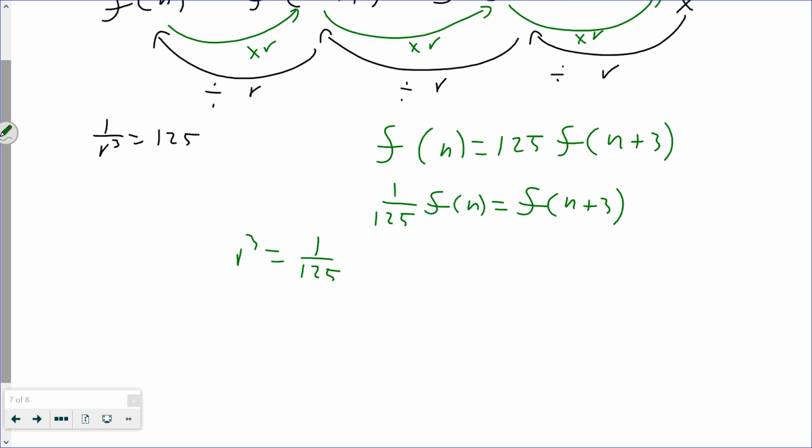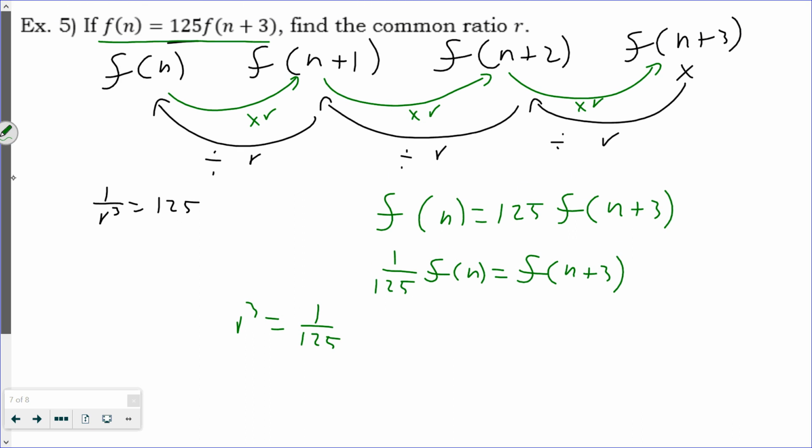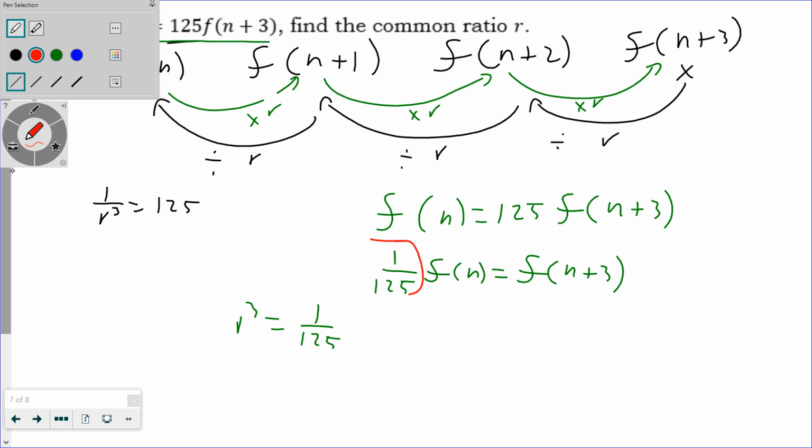Wait, but then f of n plus 3 is equal to 125. But I multiply f of n by 1 over 125 to get to f of n plus 3, right? I don't know what these values are. But if I look at the chart from f of n plus 1, n plus 2, and n plus 3, you go from f of n to f of n plus 3, you multiply by r 3 times, right? So f of n times r cubed is f of n plus 3. So this is 1 over 125, that is r cubed.